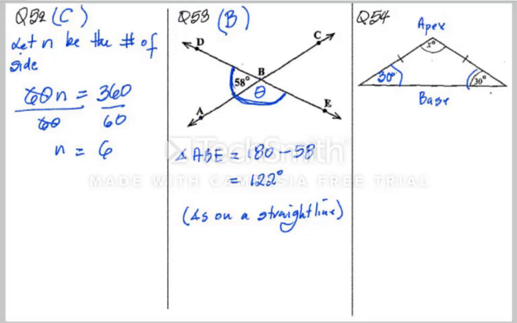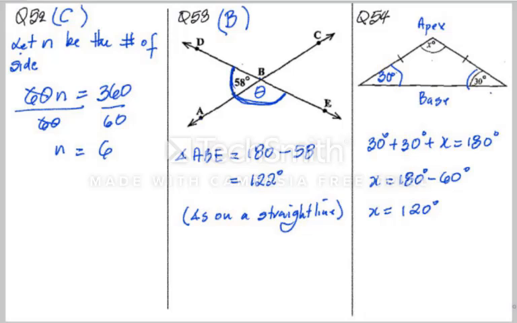The three interior angles of a triangle must add up to 180. So it means therefore that 30 plus 30 plus x is equal to 180. So x would be equal to 180 minus 30 plus 30, which is 60. X would be 120 degrees. X is 120 degrees. The answer there is C.